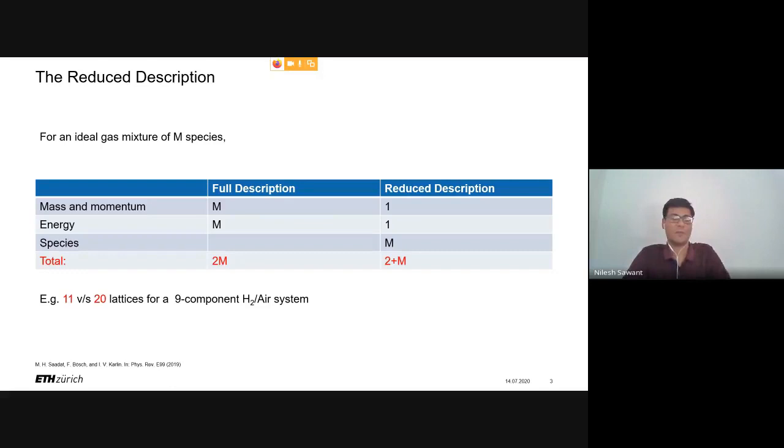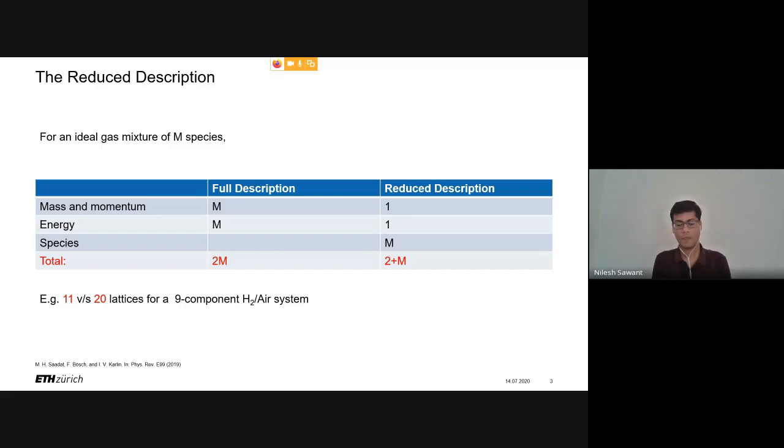If we rely on the standard kinetic theory definition and the two population model to simulate M species, what would we need? We would need M equations for the mass and momentum, and another set of M equations for the energy. So in total, you would need 2M equations. But the way we have written it, we rely on a reduced description: a single equation for the global mass and the total momentum, another single kinetic equation for the total energy, and then M equations for the species interaction. So instead of 2M equations, we have just 2+M equations. We save a lot on memory because of this formulation.